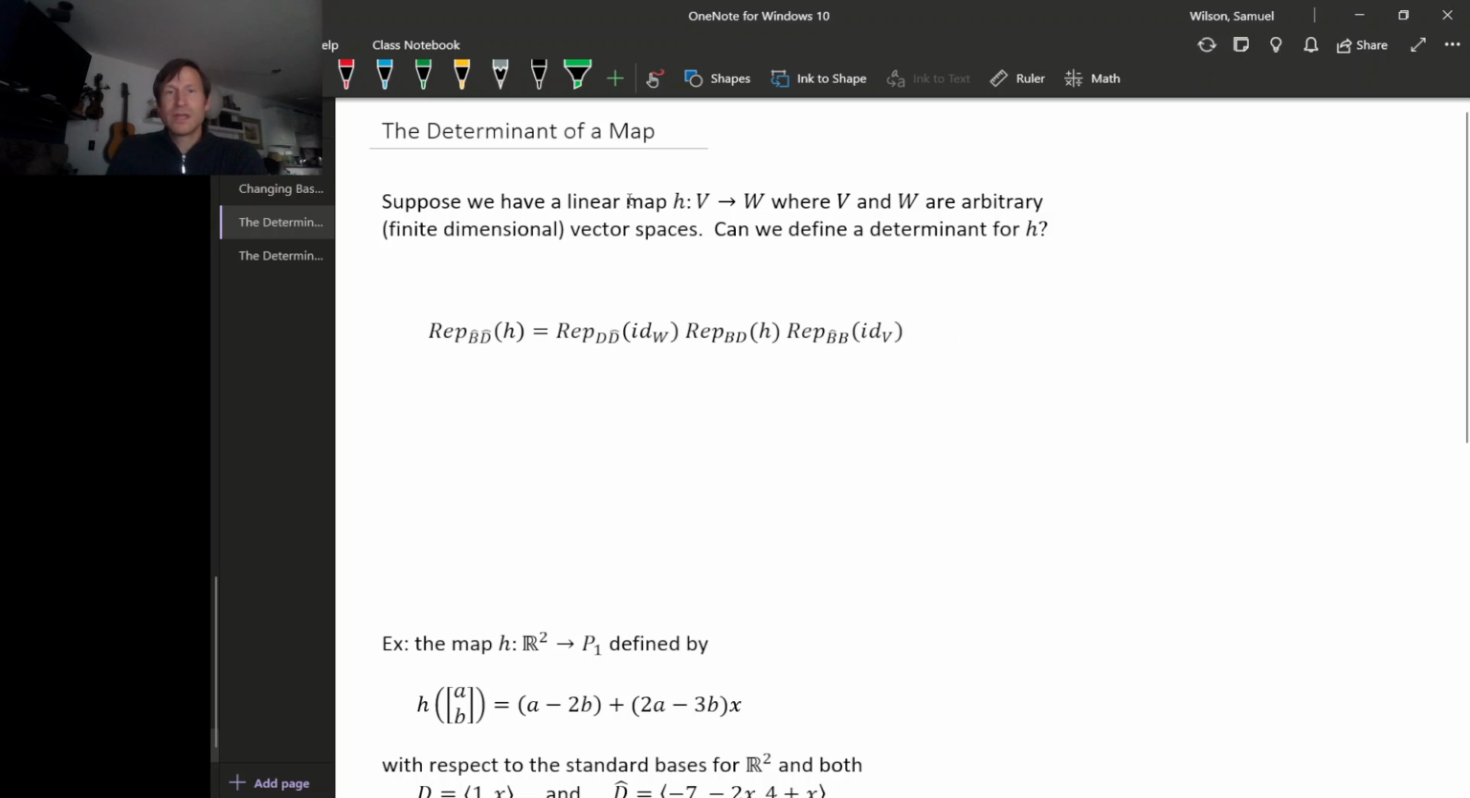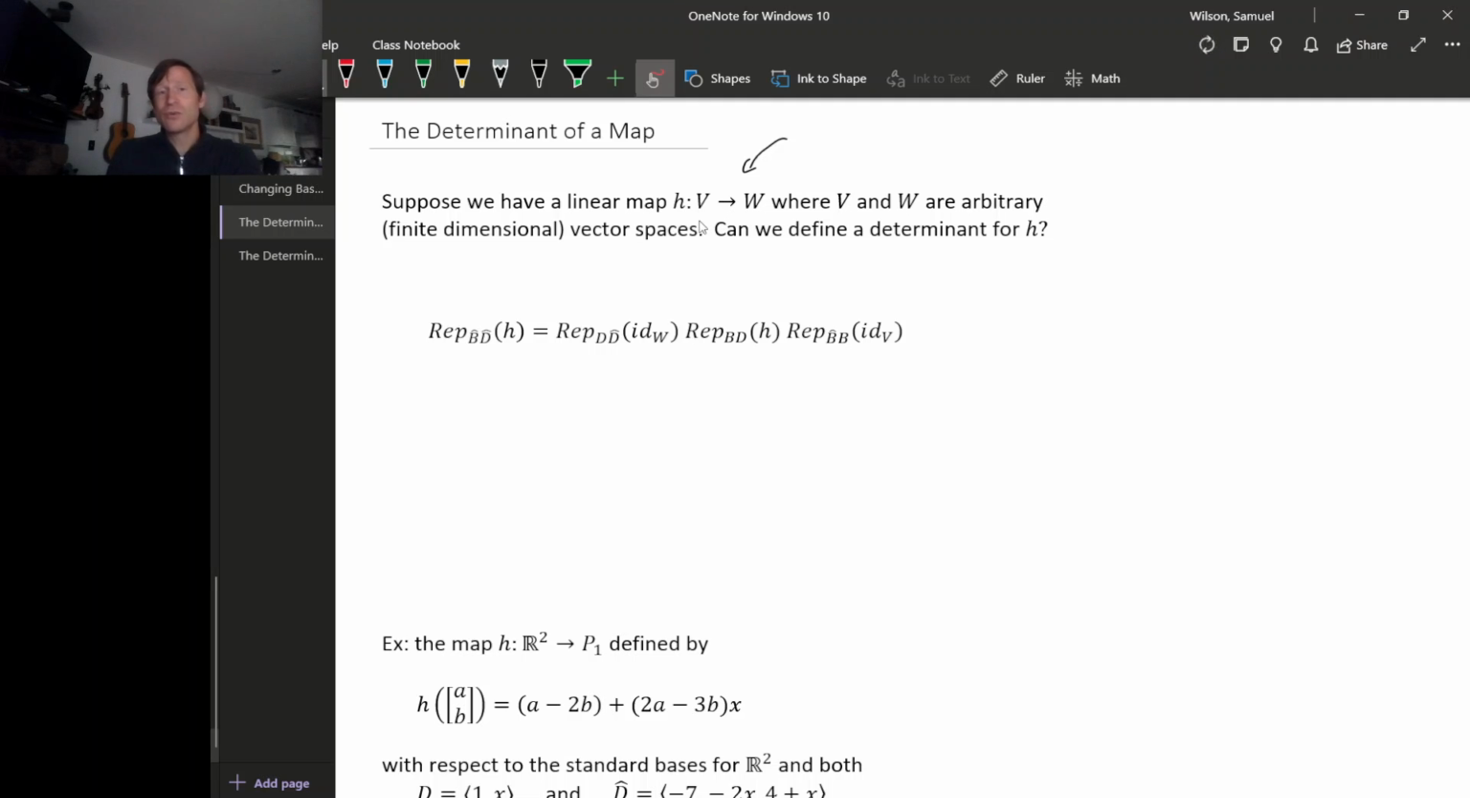So we worked out the relationship between different matrices that represent a linear map relative to different bases. So now we can return to the original question that caused us to figure that out in the first place. And that question was this: if we have a linear map between finite dimensional vector spaces that would have to have the same dimension, can we sensibly define what the determinant of this linear map is?